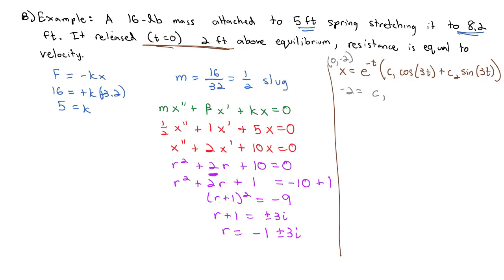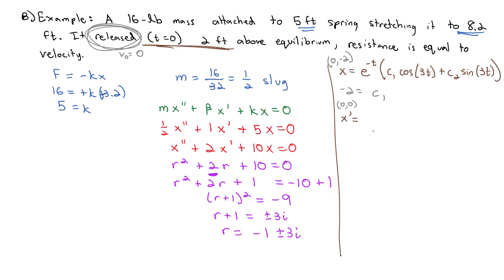It is just released. Interesting. There's no initial velocity. So the initial velocity is going to be equal to 0. We're just letting go. It's just released. So we're going to find x prime, and then we're going to plug in the point (0, 0), because at time 0, there was no velocity on it.